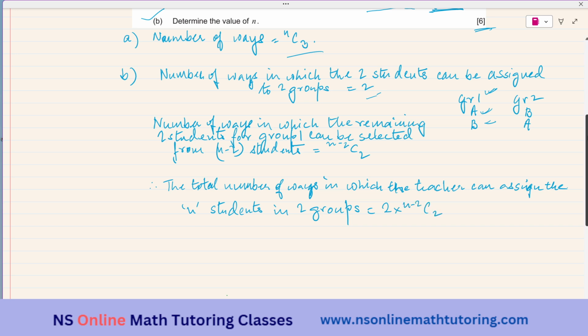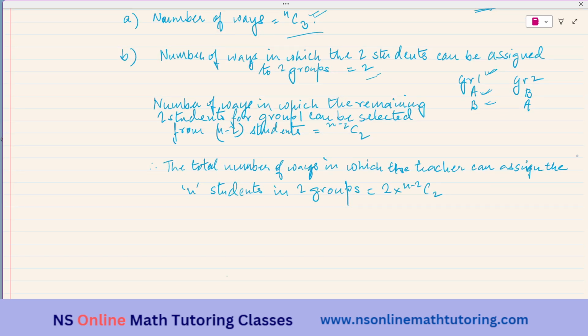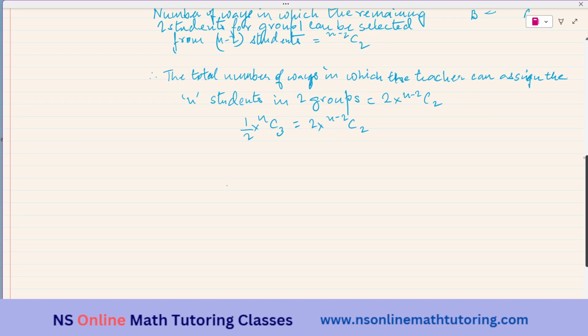Okay. And now the teacher finds that the number of ways in which the students can be assigned is halved. Half of what? The previous number of ways. That is NC3. Okay. So half of NC3 is equal to 2 times n minus 2 C2. And this is paper 1, so I cannot use the calculator.